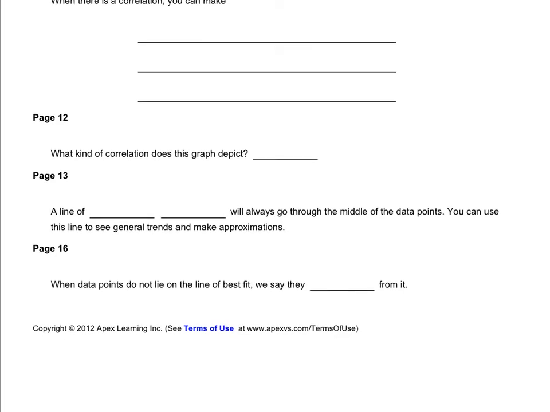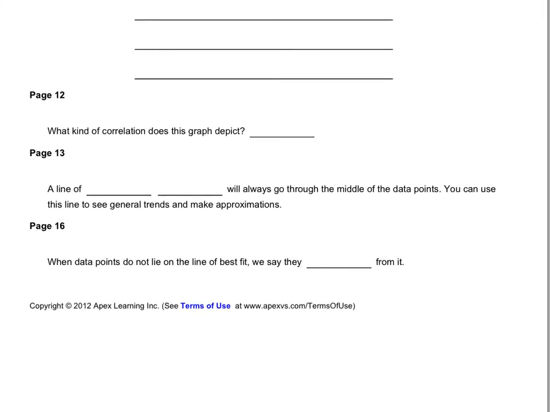So moving on to where it says page 13. A line of best fit will always go through the middle of the data points, and you can use this line to see general trends and make approximations. And when data points do not lie on the line of best fit, we say that they stray from it.